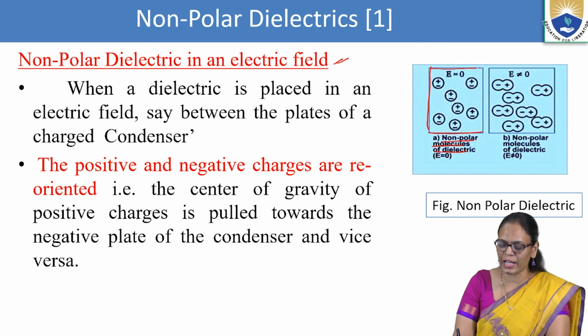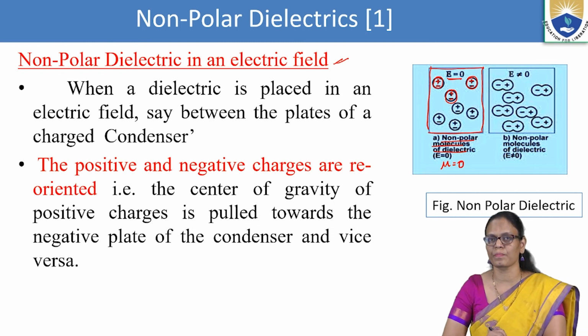When we have taken the dielectric and it is non-polar. Non-polar means what? The positive and the negative charges are coinciding with each other. So this is how they are coinciding with each other. This is when no electric field is applied. Now, what happens? Because they are coinciding with each other, R is equal to 0. So, their dipole moment is equal to 0.